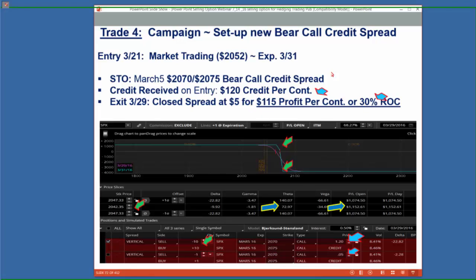That's how you have to look at your trading. You can't just look at one trade and let it go and lose. You've got to manage all these trades.